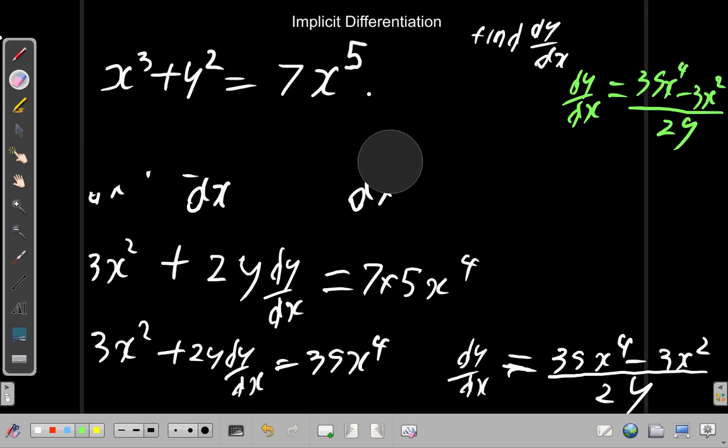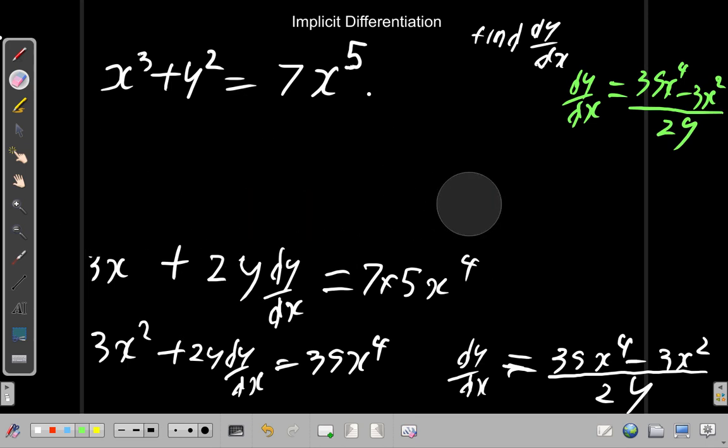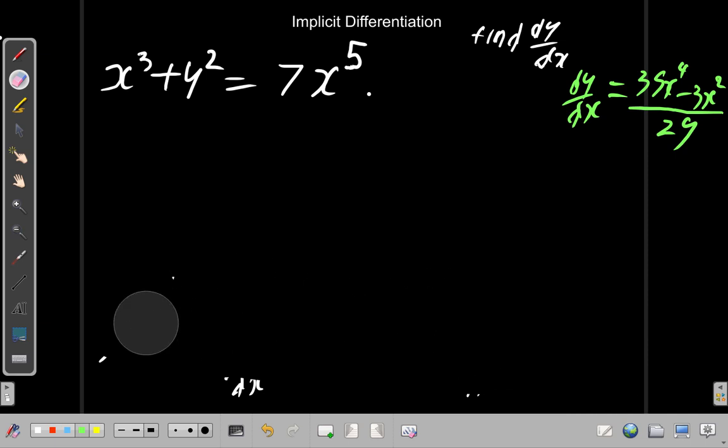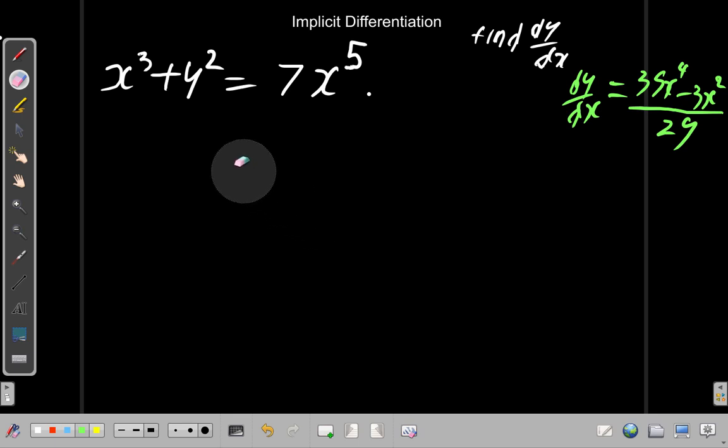Now, suppose we try a little thing here. Let me say, suppose you should transpose this function for y and differentiate it. Would it work? Would you get the same thing? Let's see.